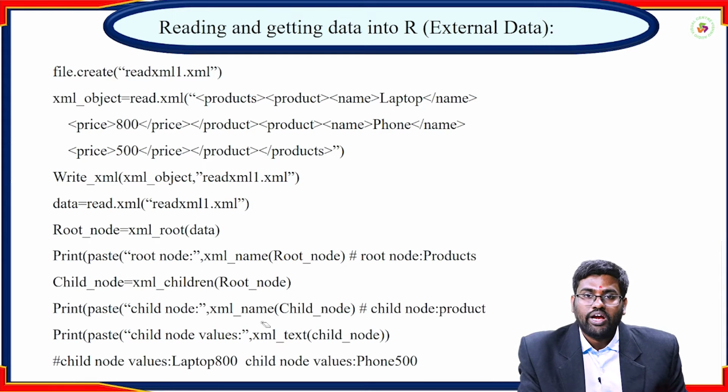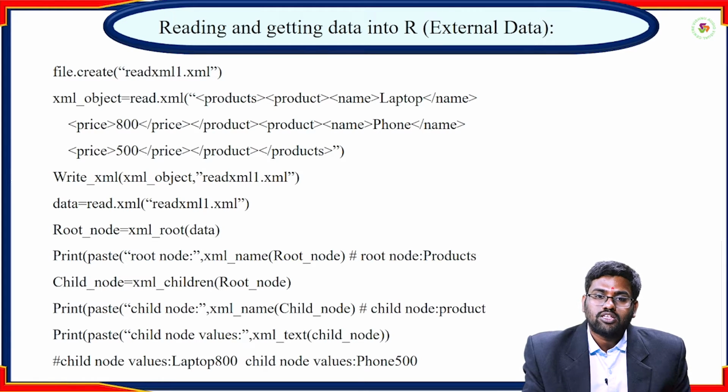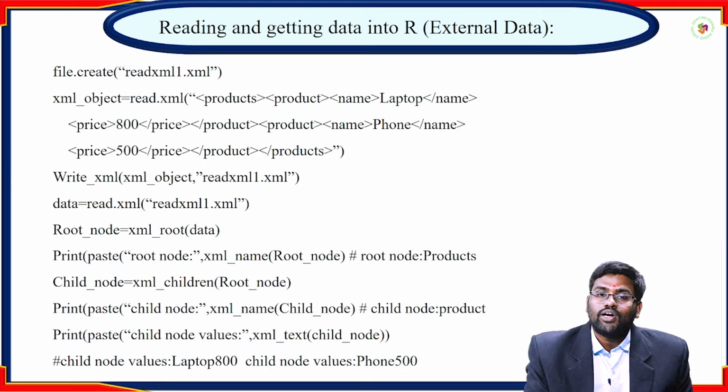So this is about how to read and write data in our XML file. Based on the root node we need to retrieve, and the child node we have to retrieve, xml_root is used to retrieve the root node, and xml_children is used to retrieve the child node values, just like here, product is our child node. Next, xml_text of the child node gives whatever values are available in the child node. We have the child node as product, so what values are in that product? Name and laptop. So what is the name of the particular product, and what is the price of the given product?